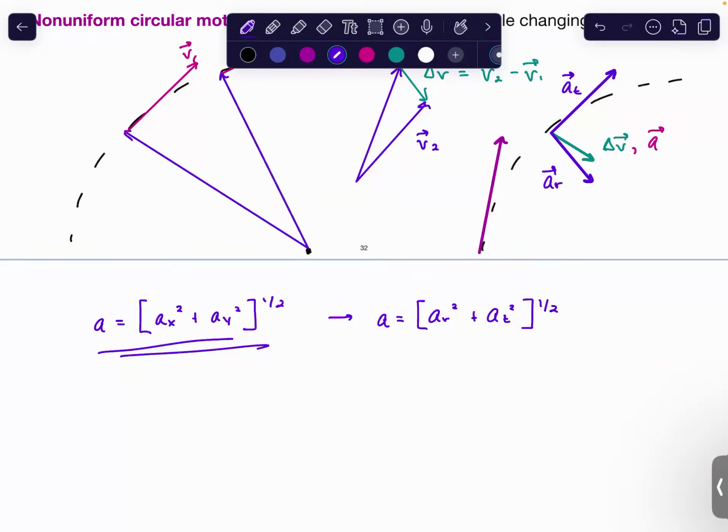So since your components are radial and tangential, your magnitude of this acceleration is going to be the square of radial plus the square of tangential, and then the square root of the whole thing. So basically almost the same. Yeah, pretty much exactly the same. You're just putting in the proper components.